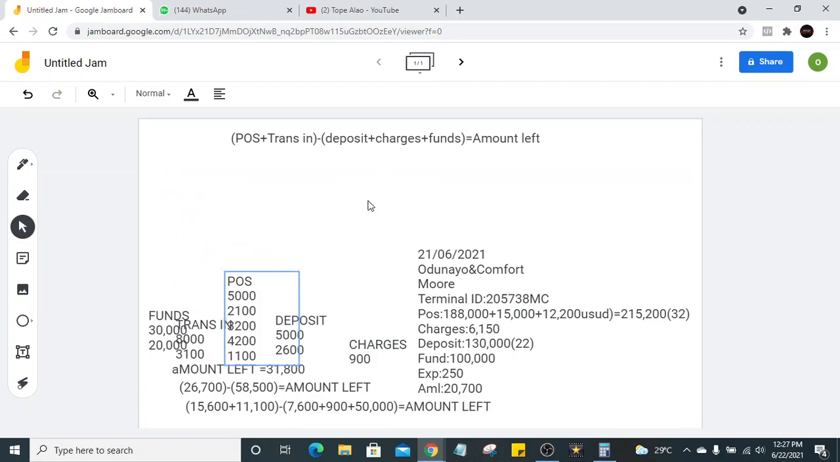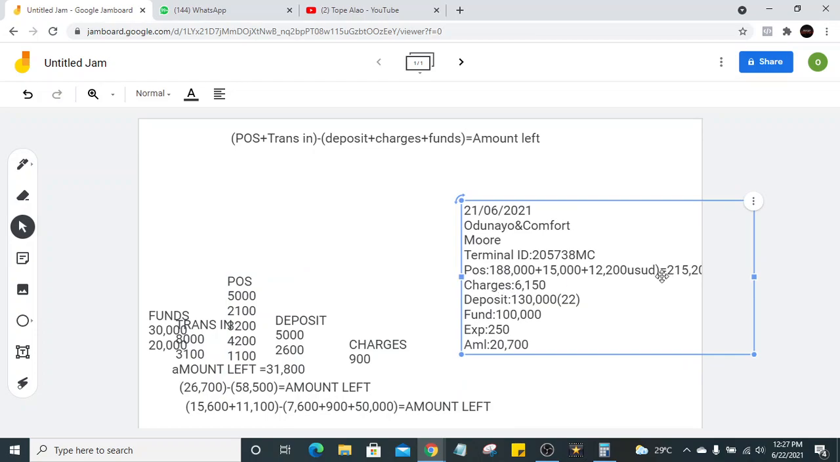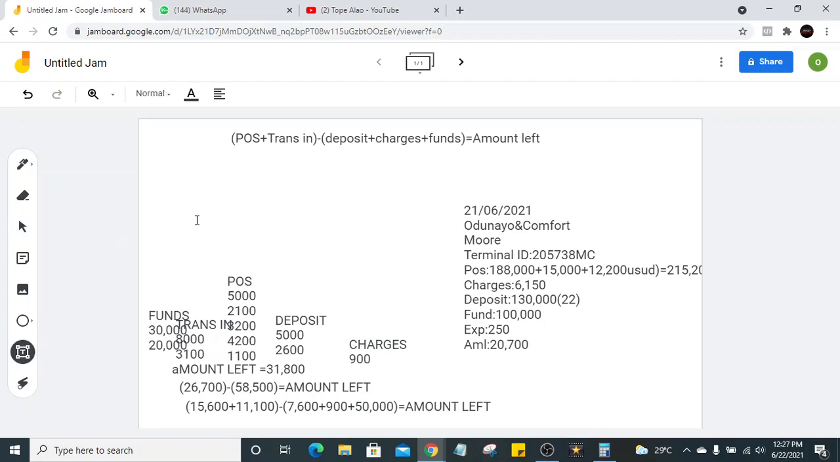All right, let's use this space here to do our calculation. What we are trying to do is check if our account here is balanced. The first parameter we need here is the POS amounts. Let me drag this here so you can see. Let's put the first bracket. So the POS amount is, let's add the two POS together.